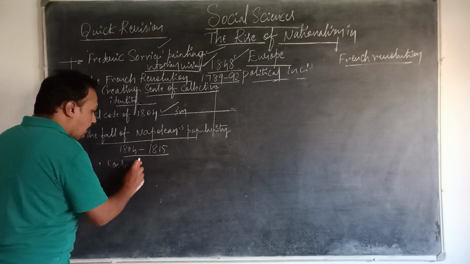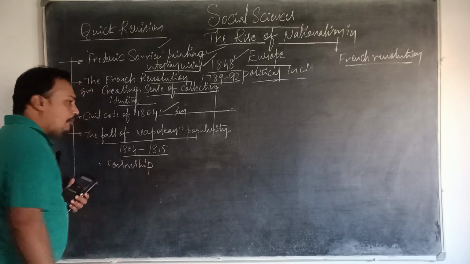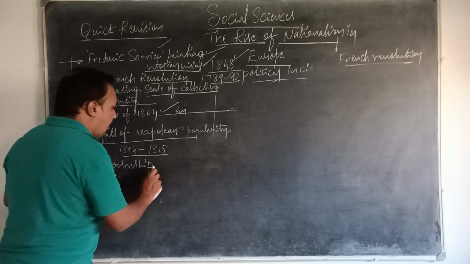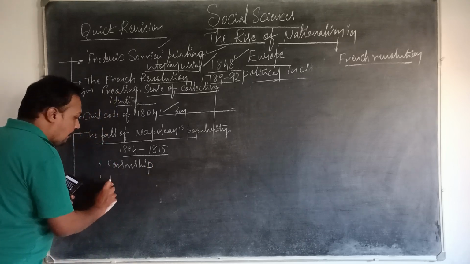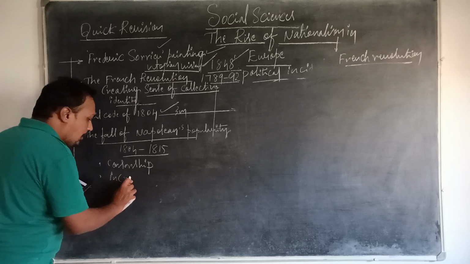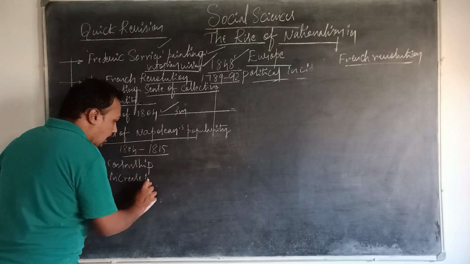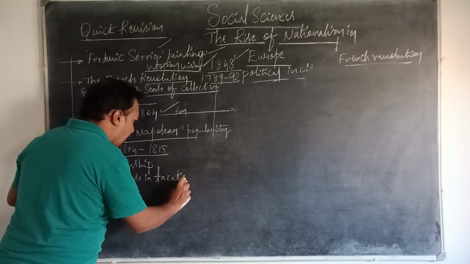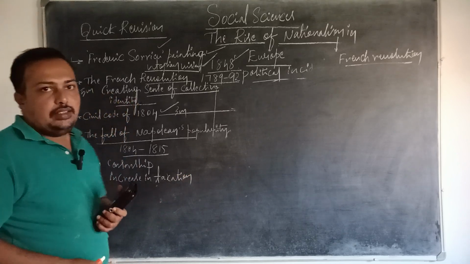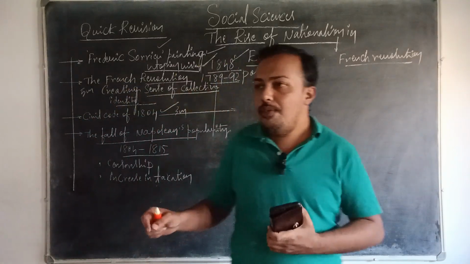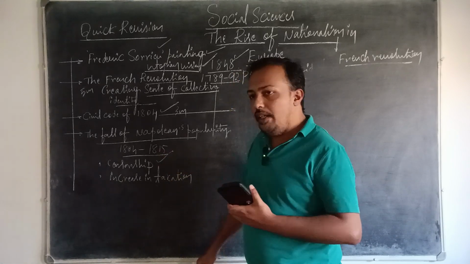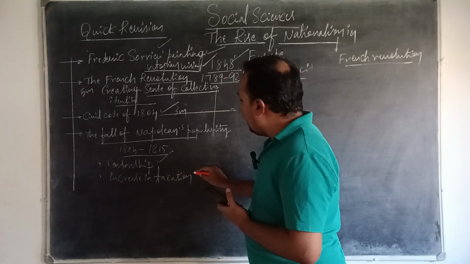Censorship was introduced by him. The people got dejected by it, and he also increased the taxation. So these are the two reasons. One is the introduction of censorship by Napoleon Bonaparte, and number two, increase in taxation.